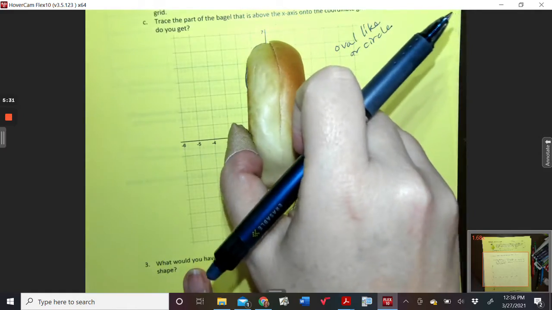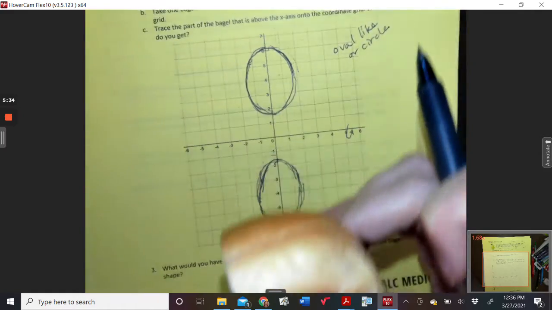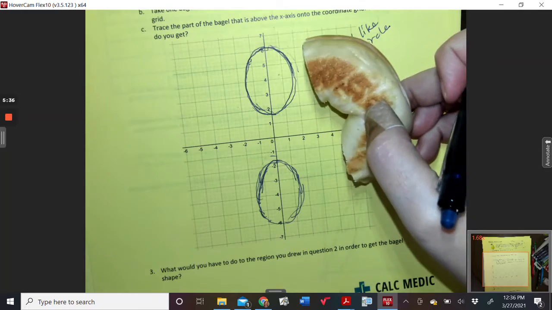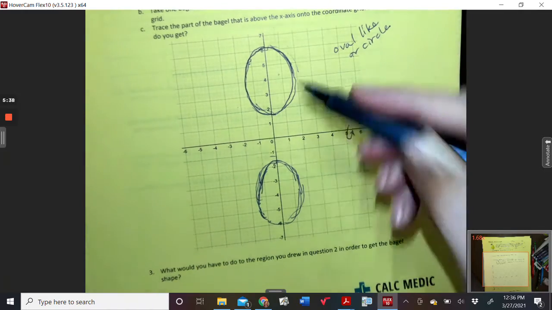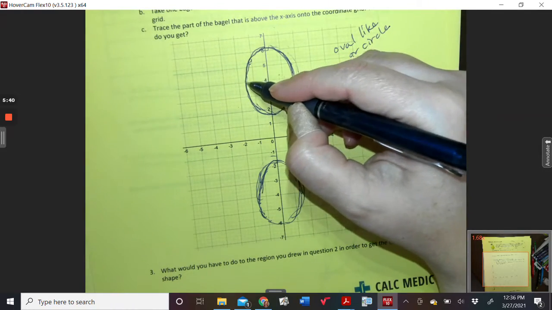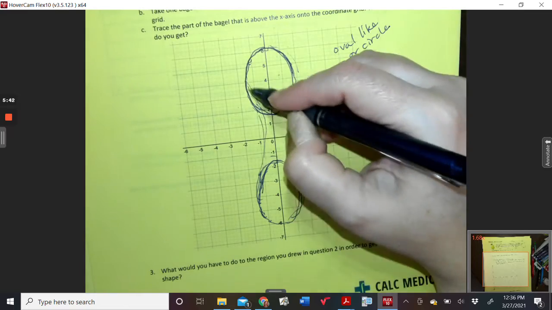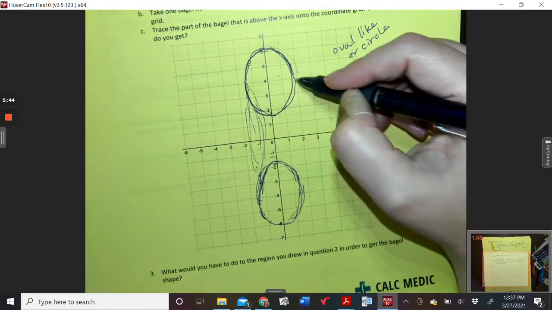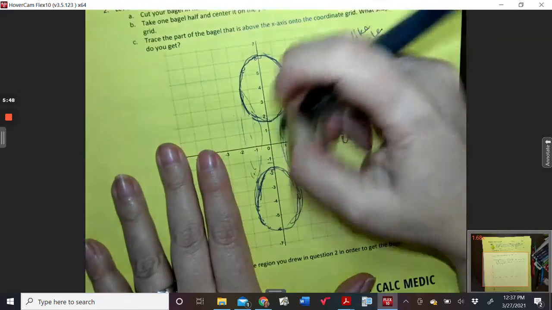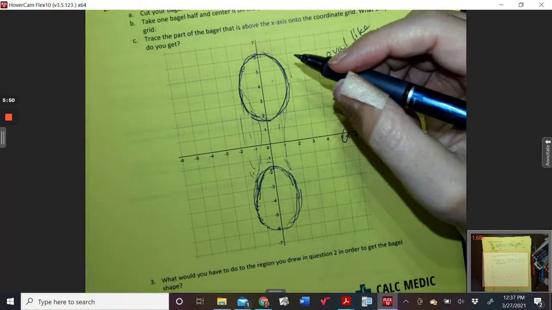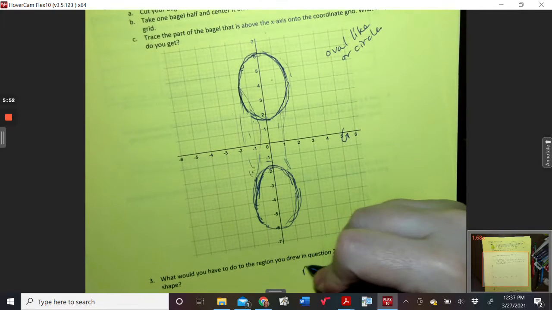Either way, pretend I did a better job with my bagel. And then I'd get that bagel connection, like the tube would come out of it. Right? It's weird, it's hard to draw. Okay. We would rotate.